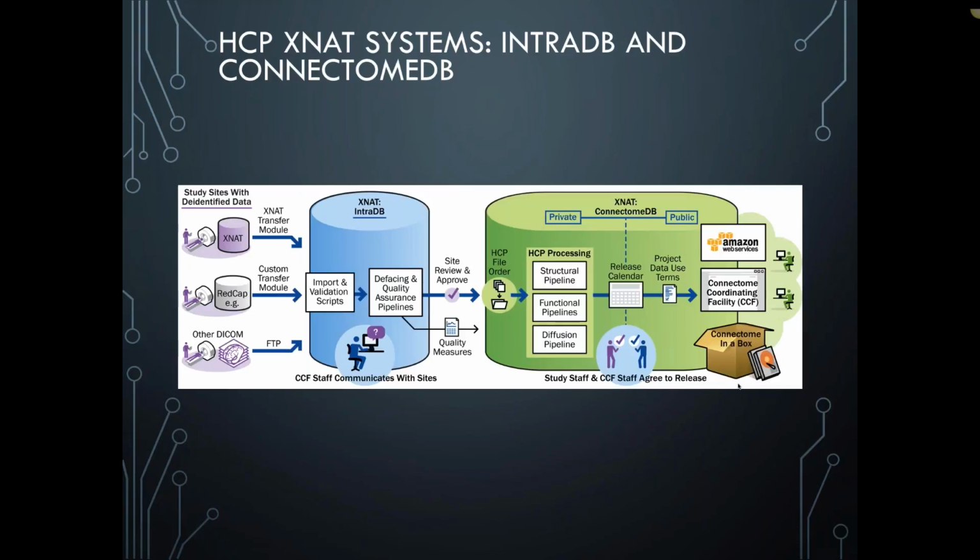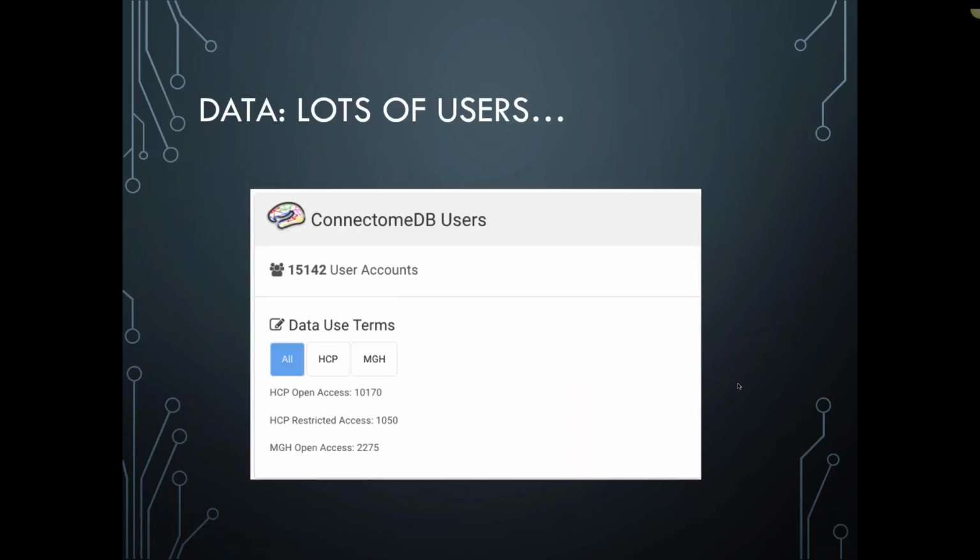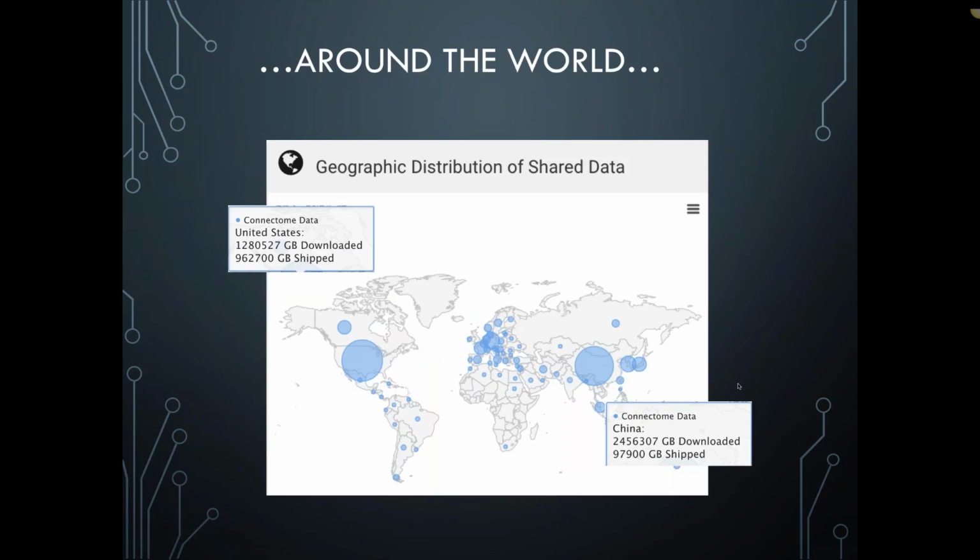Here's kind of a detailed view of what that overall workflow looks like. And at this point, we've shared it with lots and lots of users. So over 15,000 people have created accounts on the ConnectomeDB system. That includes many, many users, not just in the US, but around the world. To date, the US has downloaded and used more data than any other country, but China has been rapidly catching up.